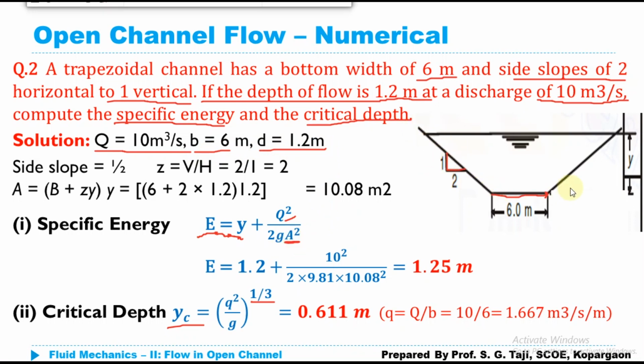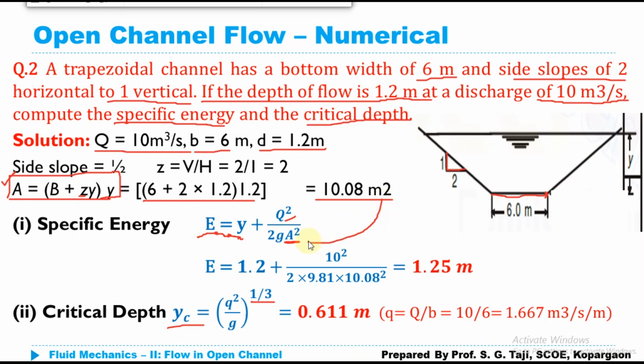So here the trapezoidal channel is given. The area of a trapezoidal channel can be computed as A is equal to B plus ZY multiplied by Y, where this Z is the side slope of the channel, which can be written as vertical upon horizontal, that is given by 1 by 2, or horizontal upon vertical, that is given by 2 upon 1. Obviously the derivation of this area, B plus ZY multiplied by Y, we will discuss in the upcoming lectures while we discuss the most economical channel section. So right now just simply remember this equation. We will discuss the derivation of the area of flow of the trapezoidal channel. So area of channel is coming out as 10.08 meter square.